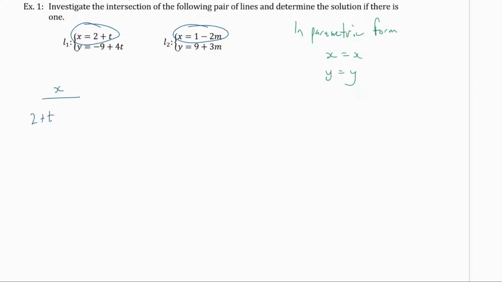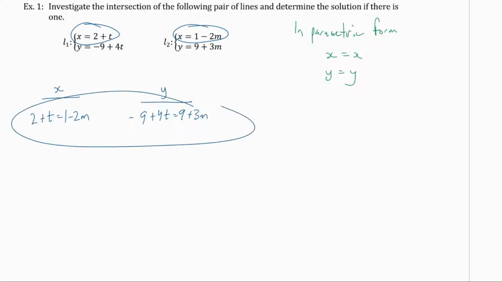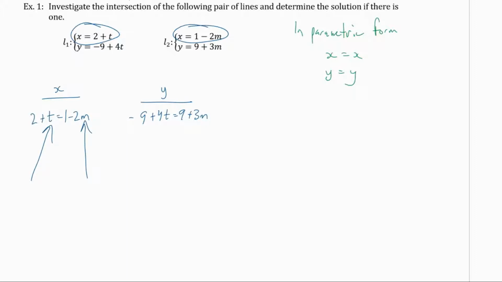2 plus t equals 1 minus 2m. Okay, and then what about the y's? I got negative 9 plus 4t equals 9 plus 3m. So what do I have now? I have a system of equations in two variables, but my variables are t and m, not x and y. But I still have a system of equations that I would solve, as I just said, with substitution or elimination.